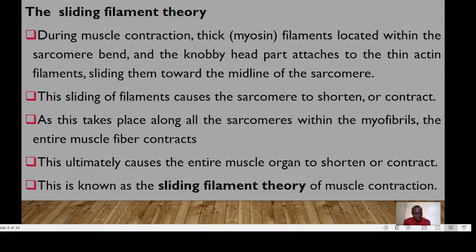You find that during a contraction, the thick myosin filaments located within the sarcomere bend, and the knobby head attaches to the thin actin filaments, sliding them down to the middle of the sarcomere. So this sliding of the filaments causes the sarcomere to shorten or contract. As this takes place along all the sarcomeres within the myofibrils, each muscle fiber contracts. So this ultimately causes the entire muscle organ to shorten or contract. And this is what is known as the sliding theory of muscle contraction.